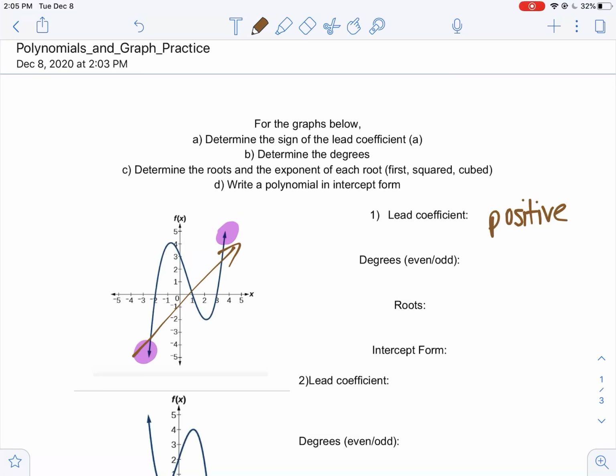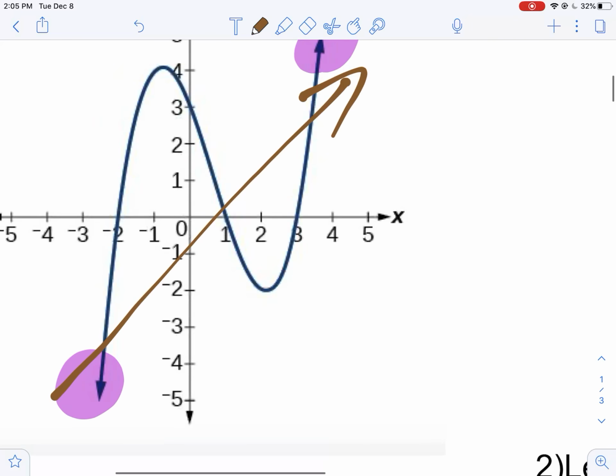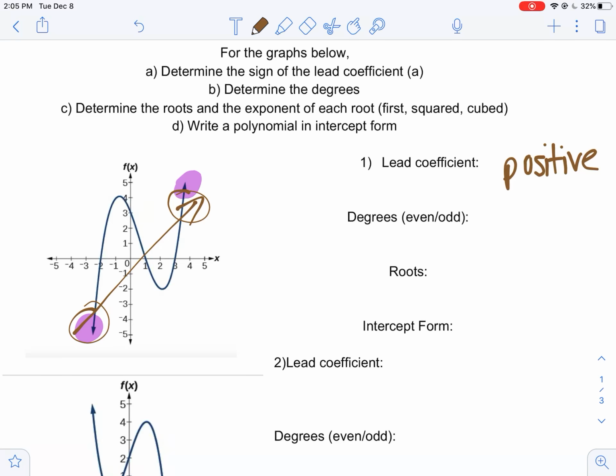I can determine whether it's even or odd based on whether it's starting or ending in the same place. You'll notice that it starts down here, ends up here. If they're starting and ending in different places, you know it's going to be odd.